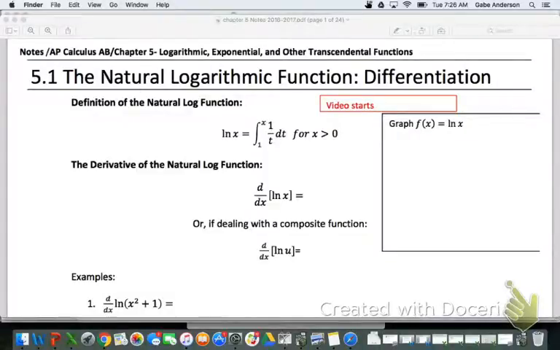All right, this is the intro video for AP Calculus AB, section 5.1, and we're going to be looking at the derivative of the natural log function. And so I thought maybe we could start off by defining what the natural log function is. That's right here. Ln of x is equal to the integral from 1 to x of 1 over t dt for all positive x values.